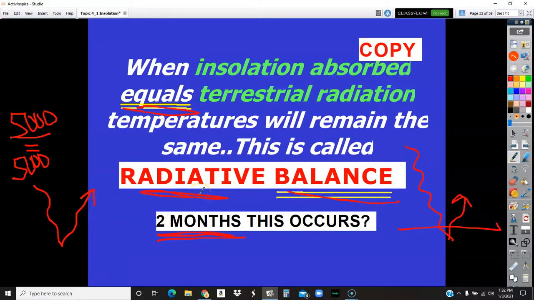And the two months are March and September. Why March and September? March is the first day of spring. September is the first day of fall. Those are your equinoxes. So we are in a balance in March and September. Old saying, March comes in like a lion, goes out like a lamb. To some extent, that's true. What do they mean by that?